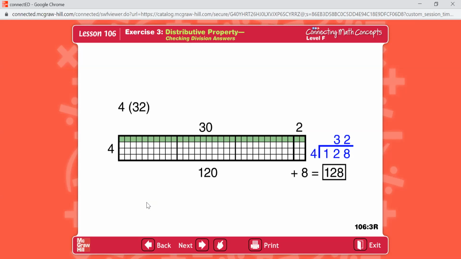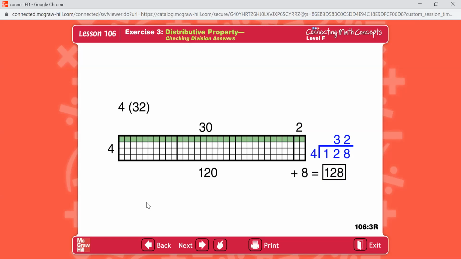Next, number B, 5 and 1/7. The denominator stays the same. 7 times 5 is 35, plus 1 is 36. So 5 and 1/7 equals 36 sevenths. C, 3 and 3/4. The denominator remains at 4. 4 times 3 is 12. 12 plus 3 is 15. So 3 and 3/4 equals 15/4.